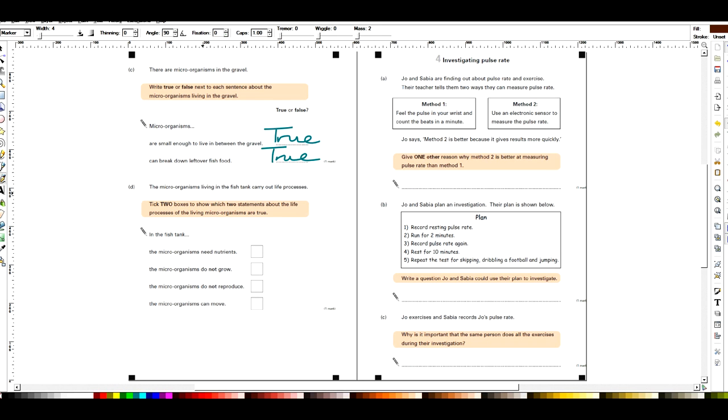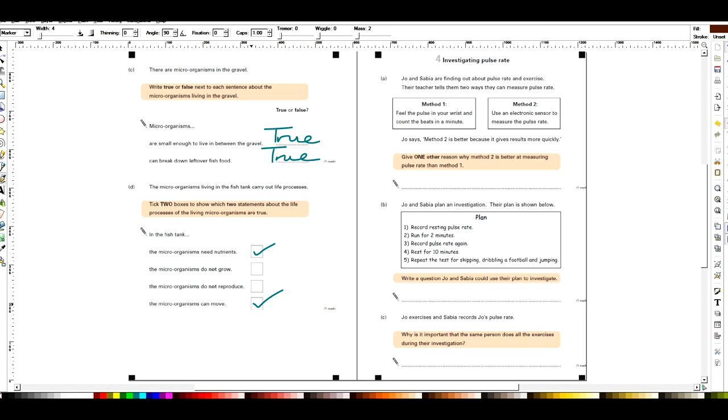The microorganisms living in the fish tank carry out life processes. Tick two boxes to show which two statements about the life processes of the living organisms are true. So the microorganisms need nutrients. Is that true? Yes. The microorganisms do not grow. That's false. The microorganisms do not reproduce. That's false because they do. So the microorganisms can move. Oh yes, all living organisms can move. Lovely.